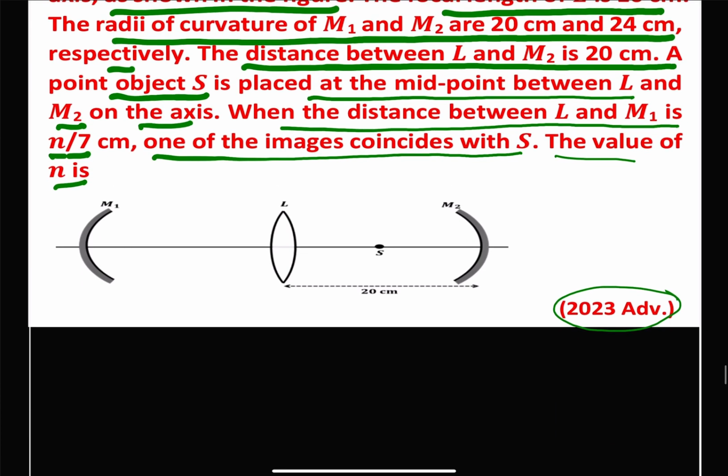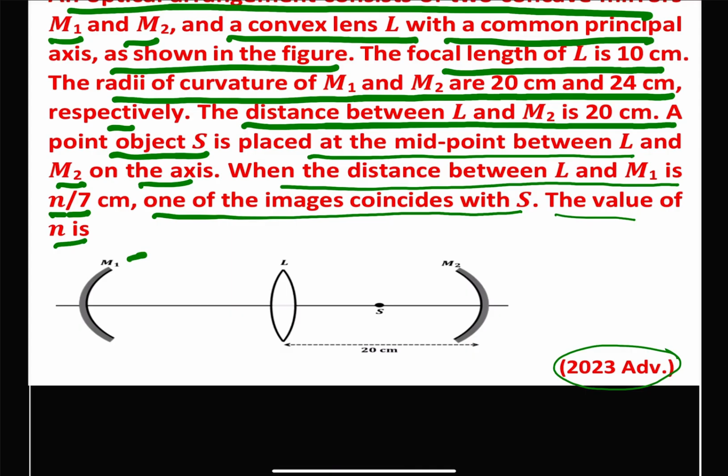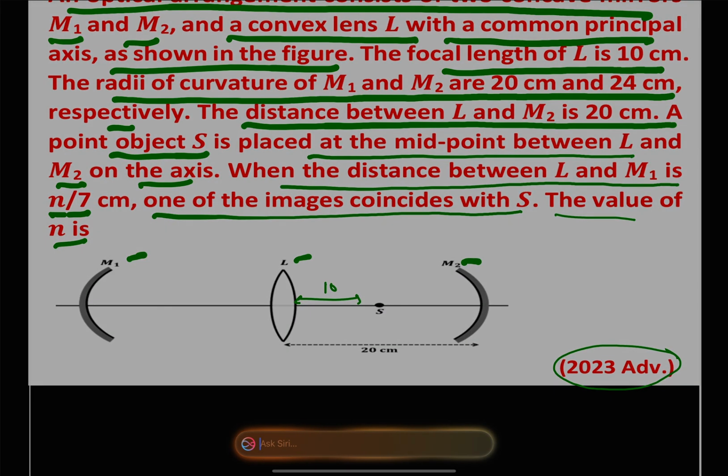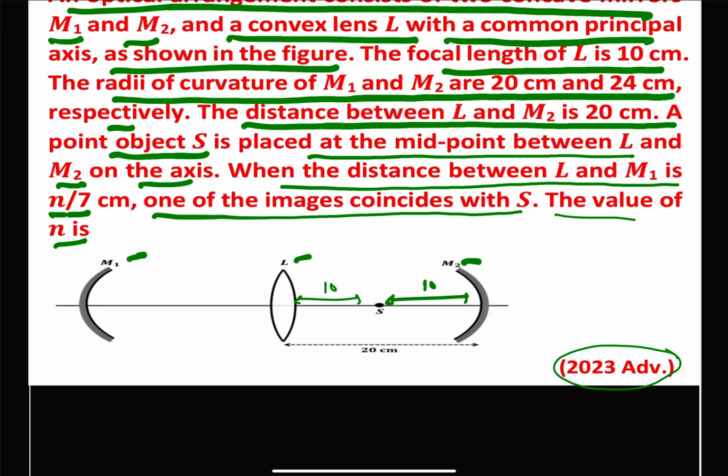So we are given the basic diagram. We have two mirrors M1 and M2 and a lens L, and object S is kept in between, at the center between L and M2. So on each side the distance will be 10. We have to find out the value of n when one of the images coincides with S. It means the image should be coinciding with the object, which is our S. So we have to solve it by using multiple cases. So in the first case, we say that the ray of light is first going to pass through our lens L.